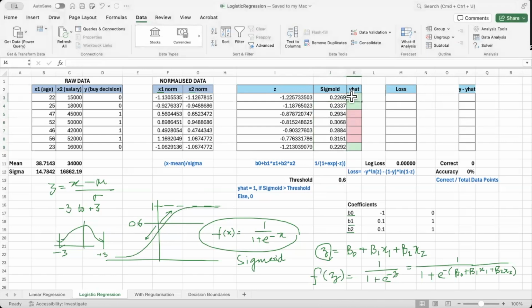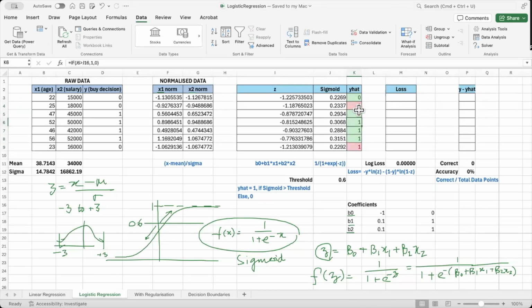So I can put a function here which says if sigmoid is greater than threshold, then 1, else 0. So I can do that. So it has found the y hat. This is the predicted value of y.